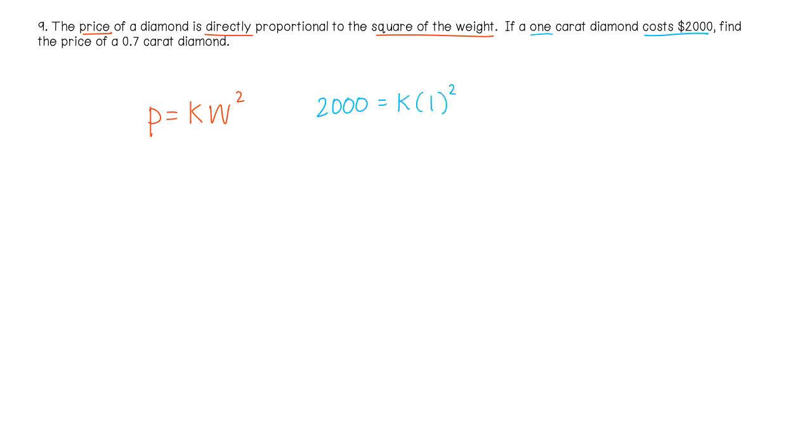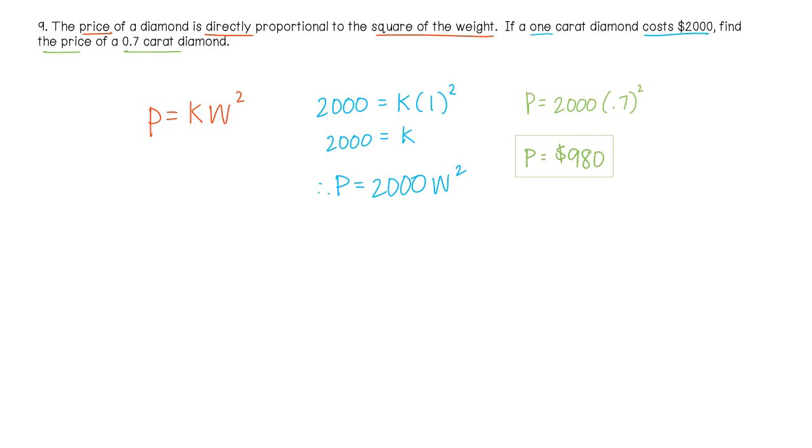I need to solve for K. Well, 1 squared is really just 1, and 1 times K is K. So K is 2,000. I'm going to rewrite that equation that I have, except instead of K, I'm actually going to put what that constant of variation is, which happens to be 2,000 in this example. Now I can finally answer the question. Find the price of a 0.7 carat diamond. I don't know what the price is. I want to know if it's 0.7. So I plug that in for the weight, and I get my answer is $980.